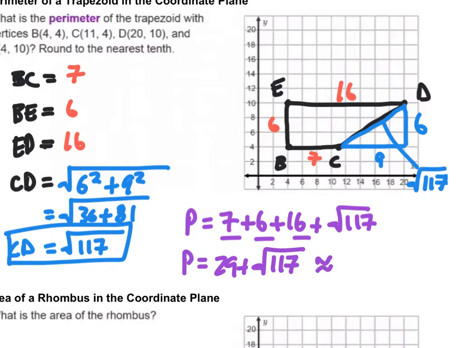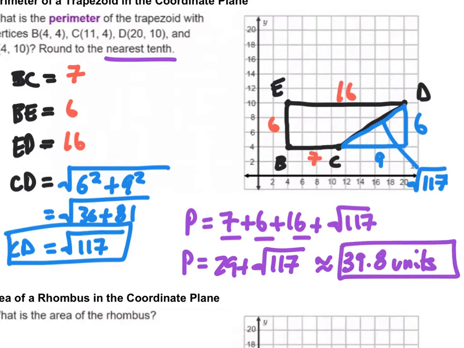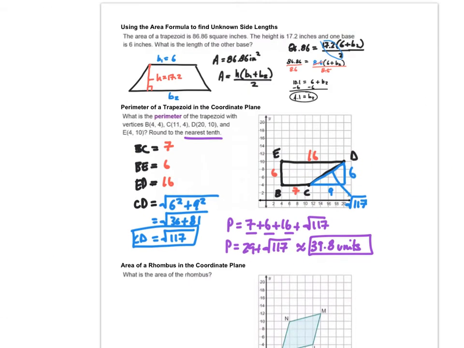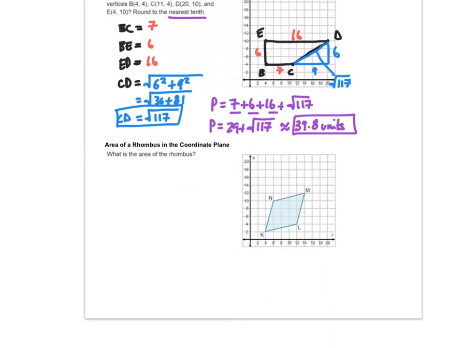I'm going to round to the nearest tenth because that's what it's asking me to do, and I'm going to round to 39.8. Okay, and that's going to be units. We're just dealing with a regular unit. All right, so that's that. That one was kind of nice because those lengths were horizontal and vertical. And let's go ahead and look at the very, very last one.